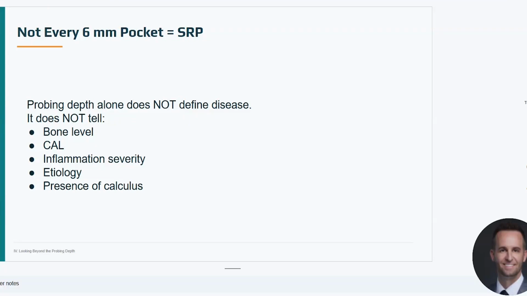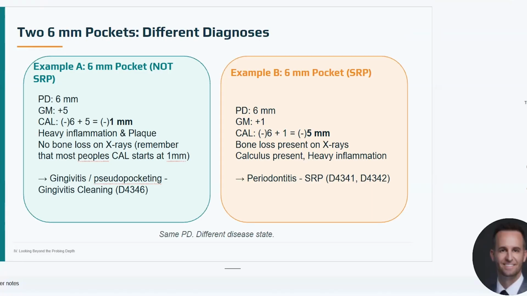Probing depth alone does not define the disease. It does not tell us if there's bone level loss, if there's a loss of attachment level. It doesn't tell us the severity of inflammation, the etiology of the disease. It doesn't tell us the presence of calculus, anything like that. All a probing depth tells us is the probing depth. And if that's all we're working with, we can't make a full diagnosis.